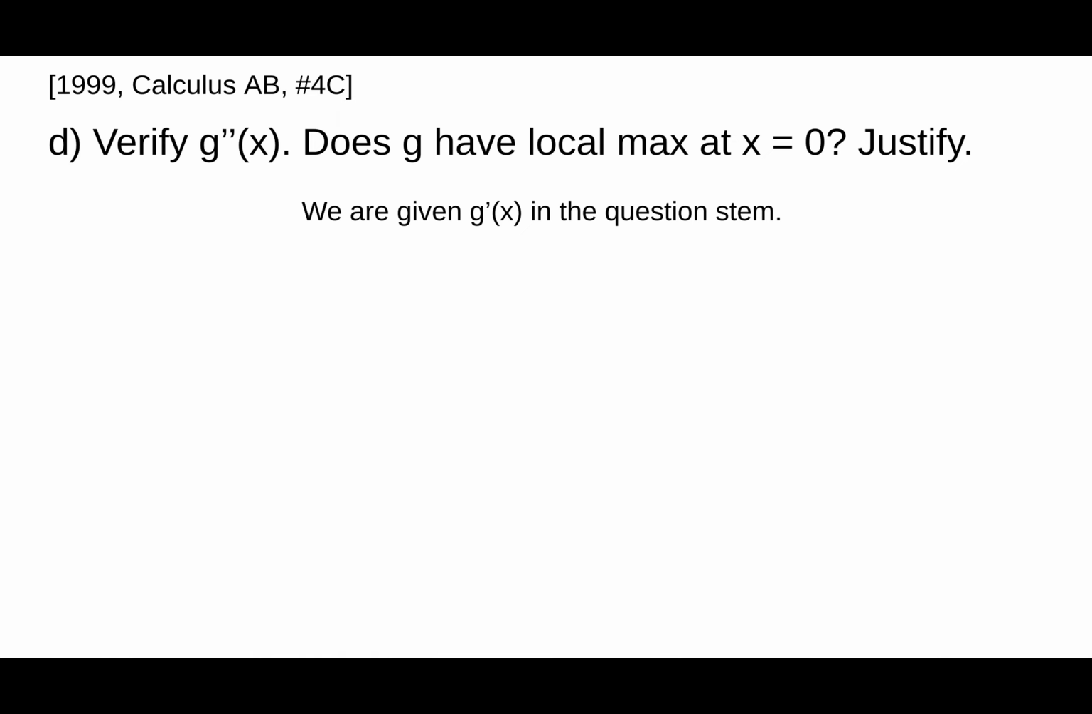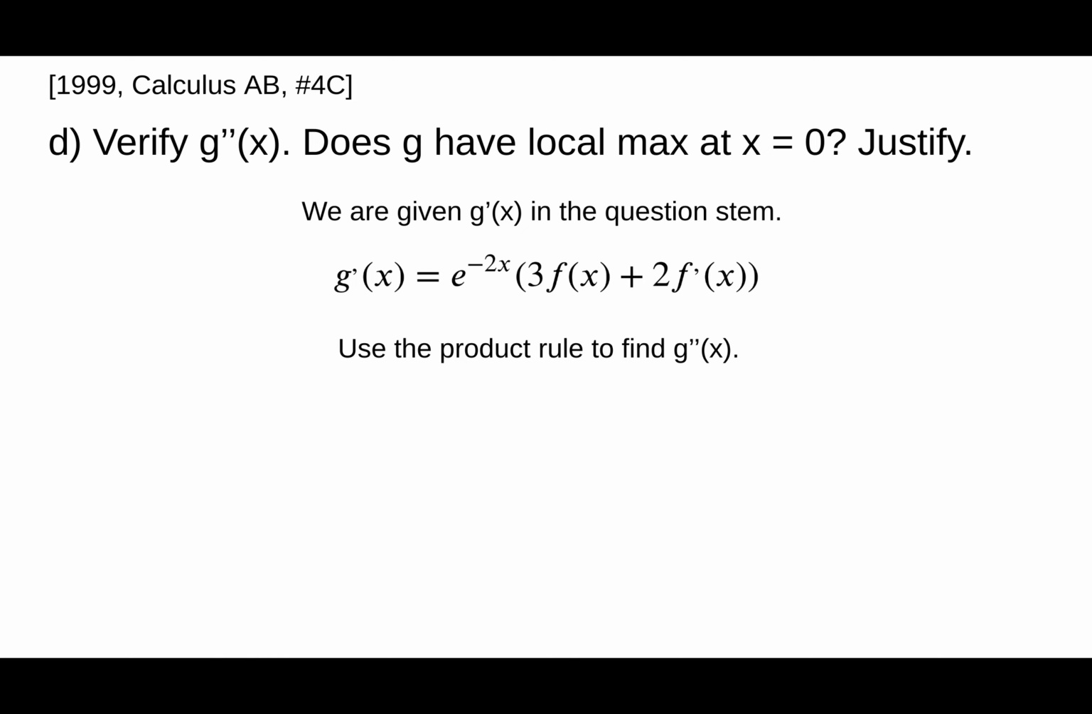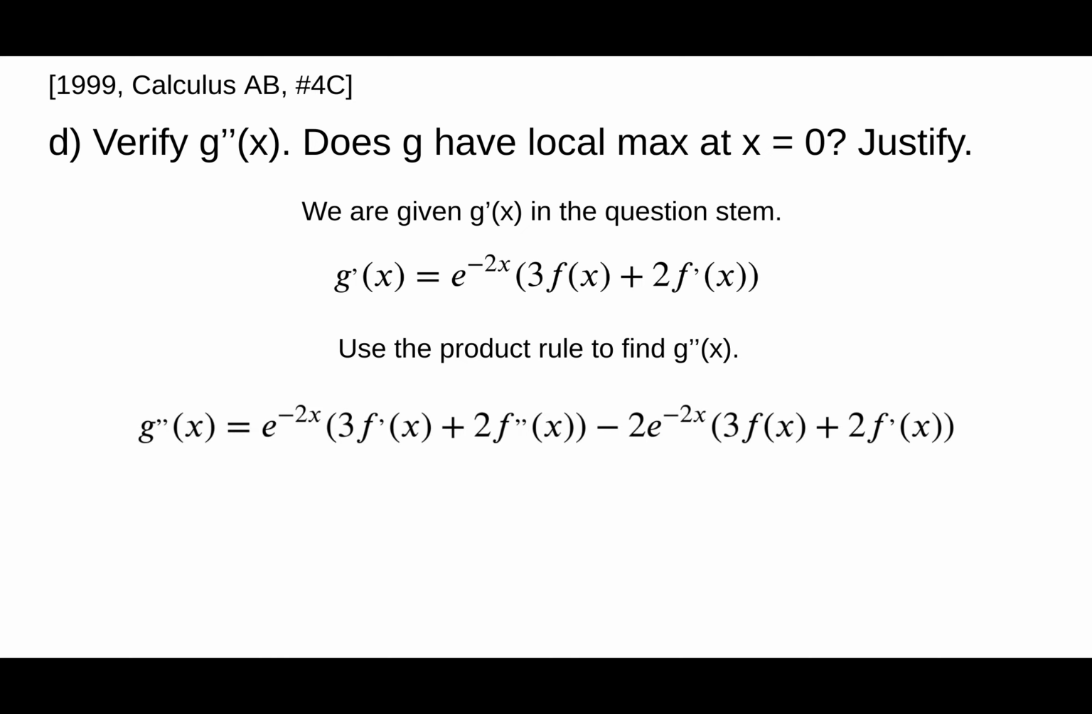All right, so we are given a formula for the first derivative of g in the question stem, so all we're really going to do in this first part is apply differentiation rules and see what we get. Can we make it look like the expression we're supposed to verify is the second derivative of g? So the first derivative of g is e to the minus 2x times 3f of x plus 2f prime of x. So we're going to use some product rule for sure here. We have e to the minus 2x times a group. So if we use the product rule on this, g double prime would be e to the negative 2x times 3f prime of x plus 2f double prime of x.